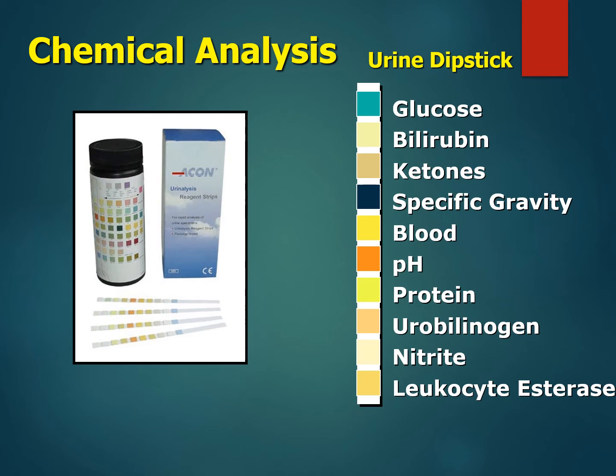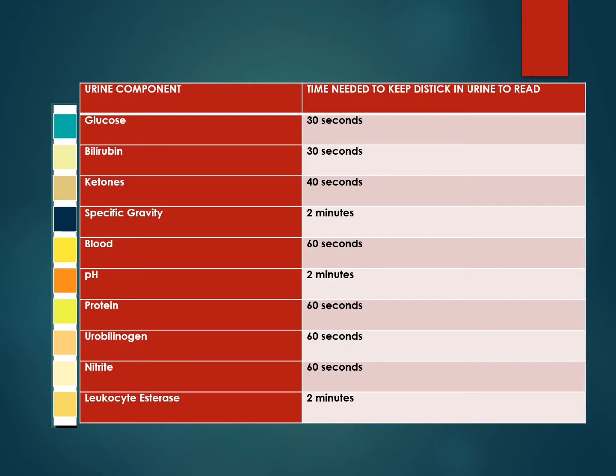Each color of those could be discolored if there is an excessive or pathological amount of such substances in there. This is a nice and very important table, showing how long you are to keep the dipstick in the urine to be ready to have a clear result. Here we are talking about glucose and bilirubin. It had to be in there for 30 seconds, but for ketones it had to be there for 40 seconds. But looking for specific gravity and leukocyte esterase, it had to be 2 minutes, in addition to pH.